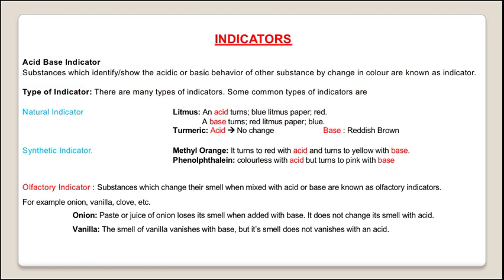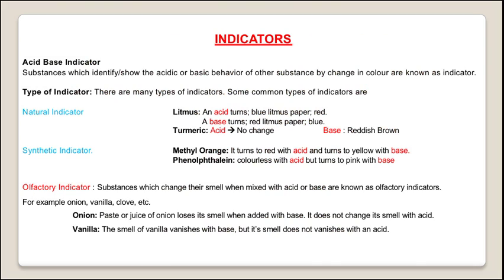Turmeric is again obtained from a plant, and its original color is yellow. In acid it does not change its color, it remains yellow, whereas in base it changes from yellow to reddish brown. Generally, in our vegetables and pulses, turmeric is present, and when it falls on our clothes and we use soap, it turns from yellow to reddish brown. That means soap is basic in nature.